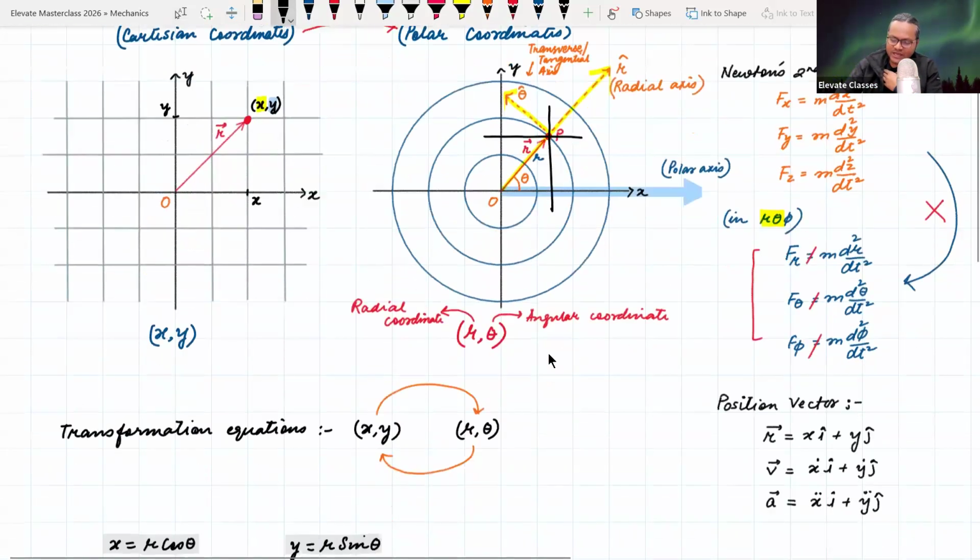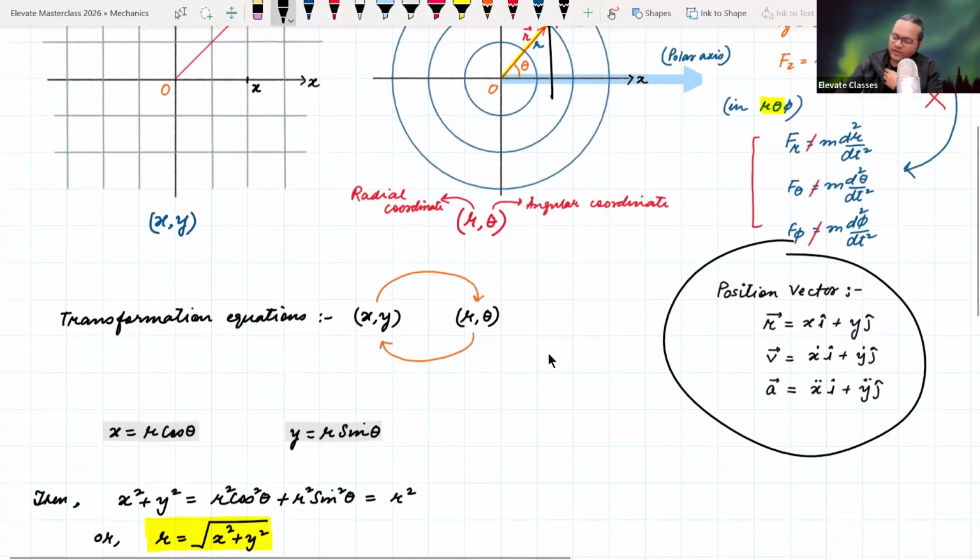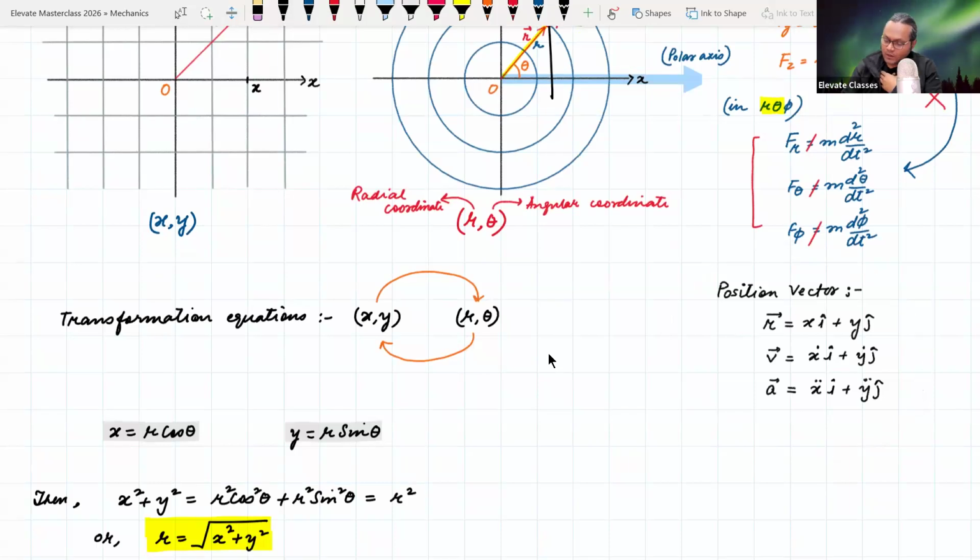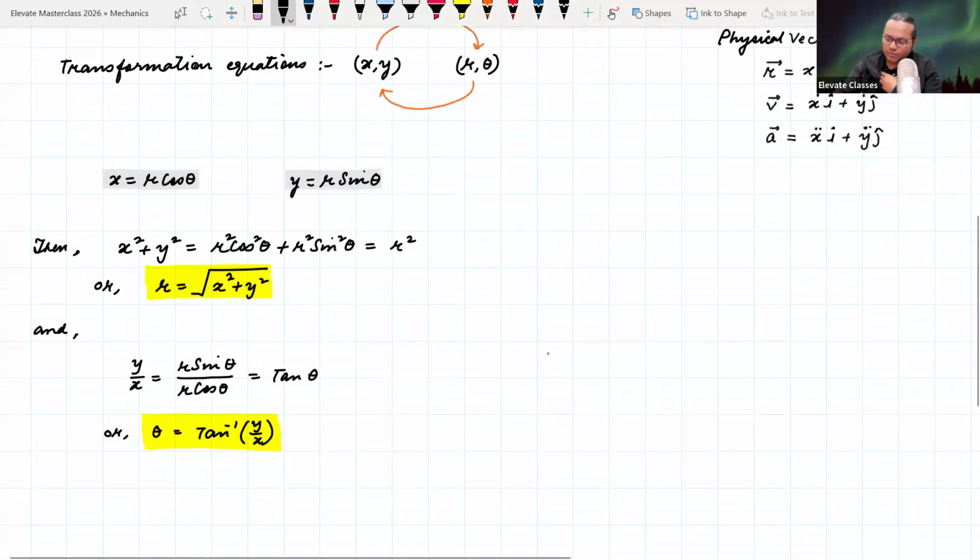Now, once we have defined these transformation equations, as we go from Cartesian coordinates to polar coordinates and vice versa, my challenge is, how can I represent the various physical vectors? So now let us construct this problem. Let us do a little bit of a theoretical discussion here.